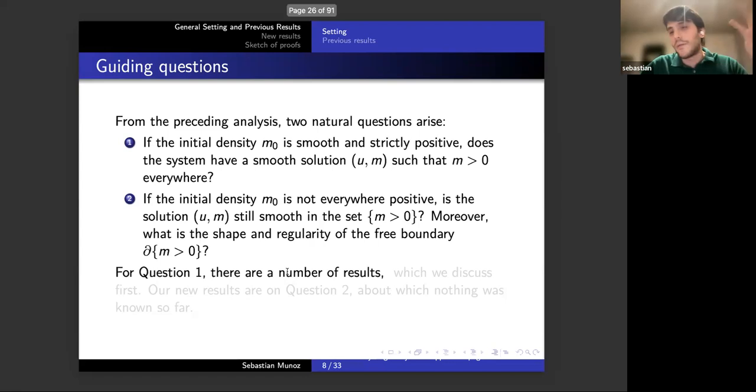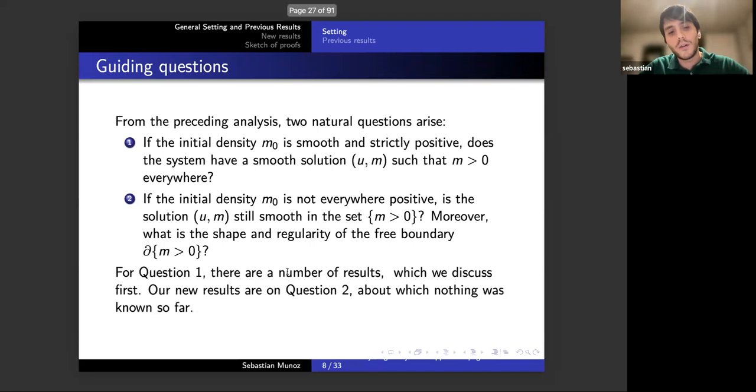For question one, there are several results that I will briefly mention, so the ones I'm going to discuss first. And for question two, those are the new results that I'm going to discuss here. For this question of what happens when M0 is not everywhere positive and what happens with the free boundary, nothing was known except for these new results. So this is the first result on this question. And of course there are many open questions as well. So let me start with question one.